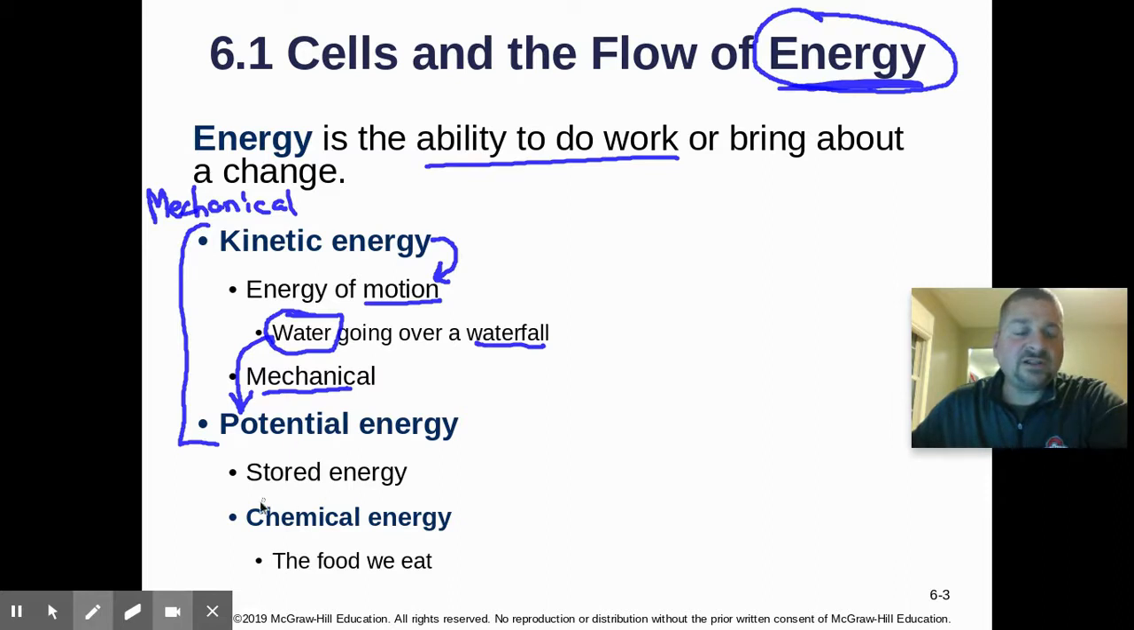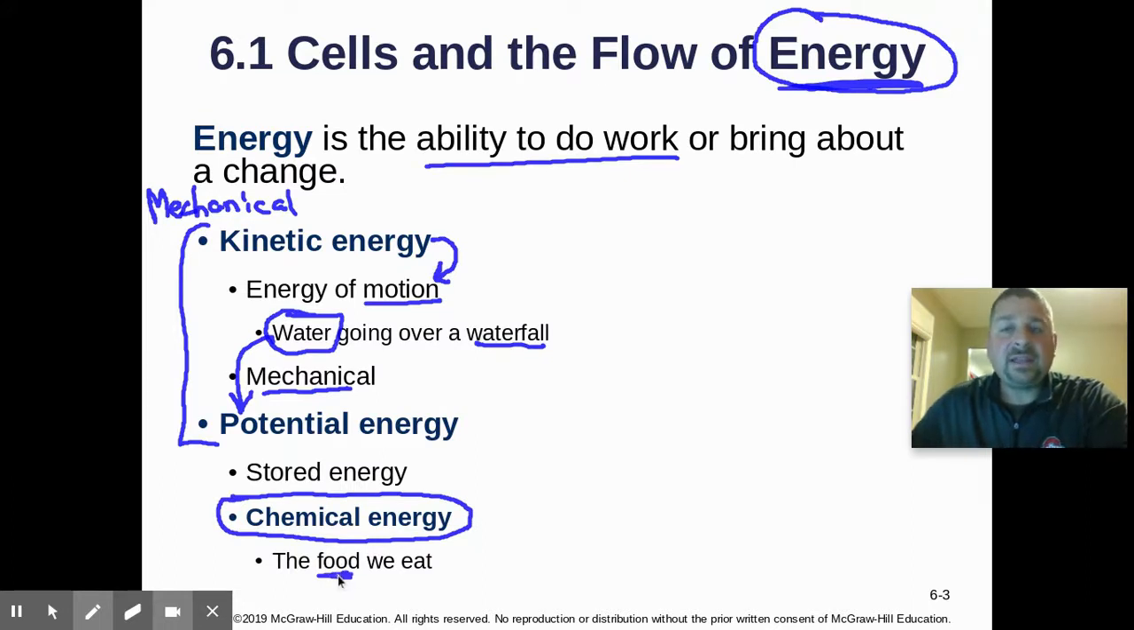So it's stored energy. A big one in living things is chemical energy. Okay, the food we eat, the sugars and so forth that plants make, is storing up sunlight energy into the food, into the bonds of those carbohydrates, of those glucoses and starches. Okay, so that is considered chemical energy, which is a form of potential energy.